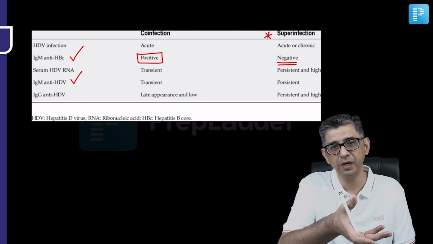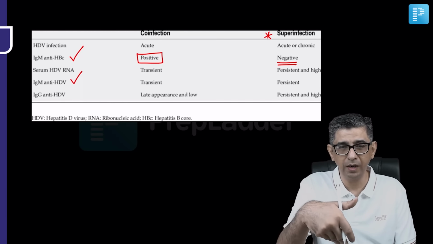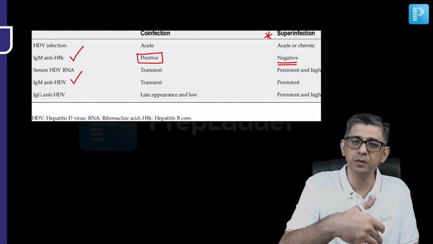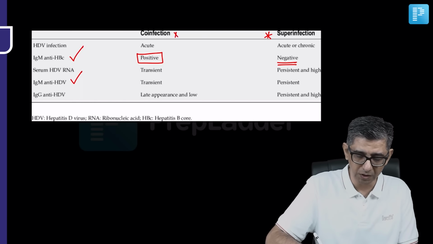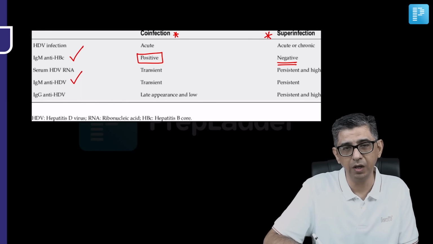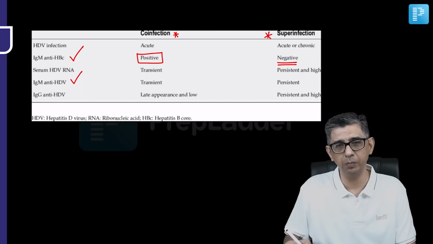The bottom line is that superinfection is seen with chronic infection. So IgG class of antibody would be present, IgM would be absent. And if it is going to be co-infection, then two IgM class of antibodies would be present, because in the morning session, he was saying co-infection is diagnosed by the presence of this antibody. In superinfection, the same antibody would be absent.